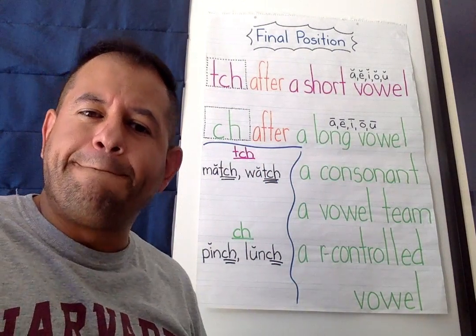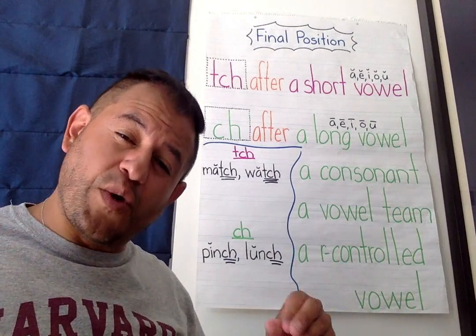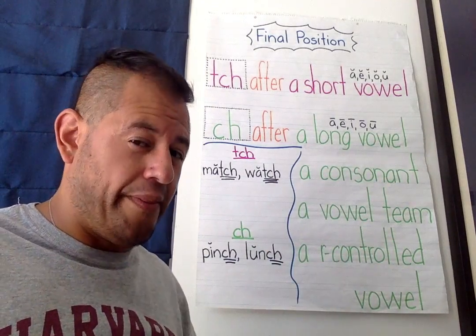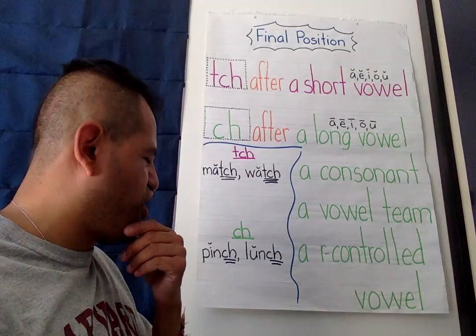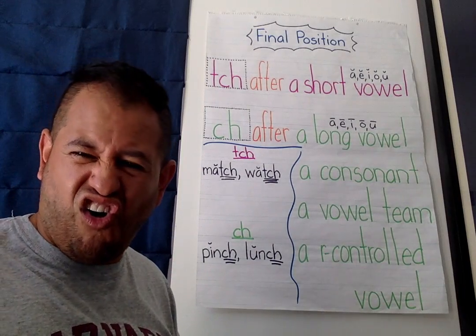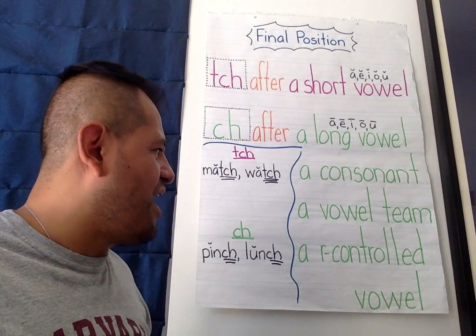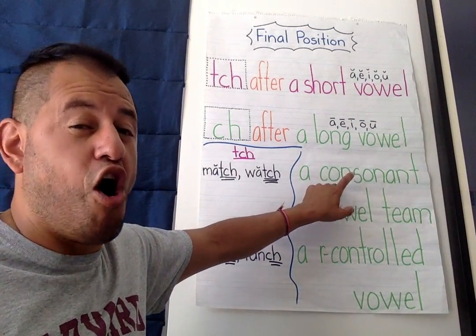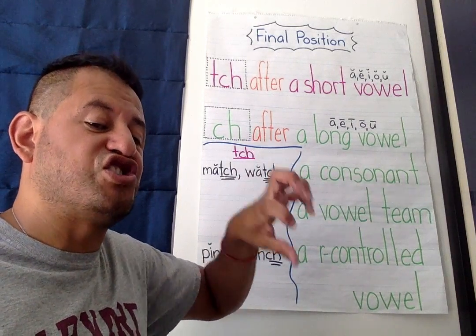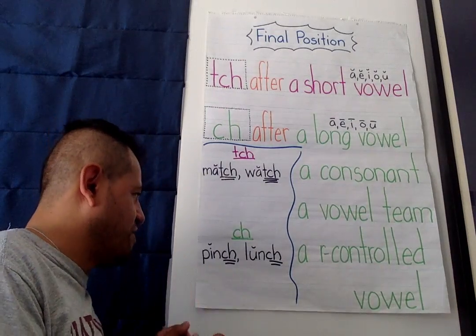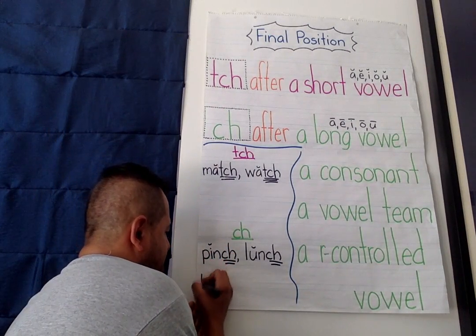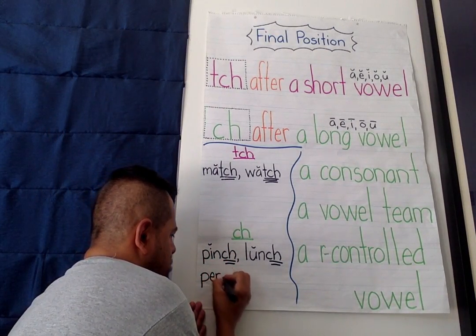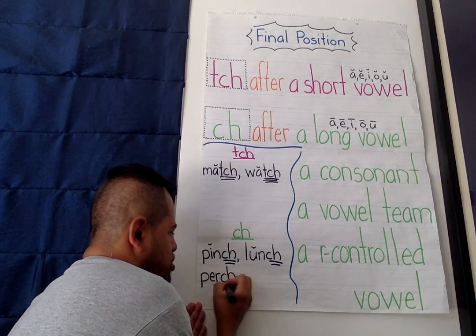How about perch? The bird is going to perch itself on the branch. I hear an R. I wonder if it's going to be an R controlled, or even if it's just a consonant. An R comes before the ch. Perch. It's going to go in here.